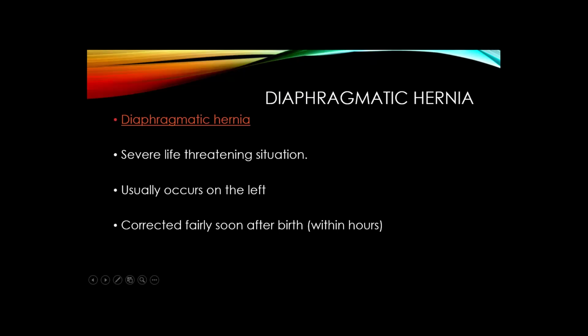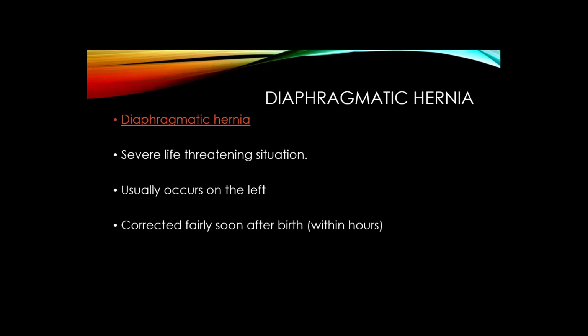Great. Next thing we're going to talk about, and we have mentioned this in class, where it happens along the fetal development path, is diaphragmatic hernia. Diaphragmatic hernia is a severe, life-threatening situation. It usually occurs on the left side, that's the most common side. If it is diagnosed in utero, it's corrected fairly soon after birth, within hours after birth.